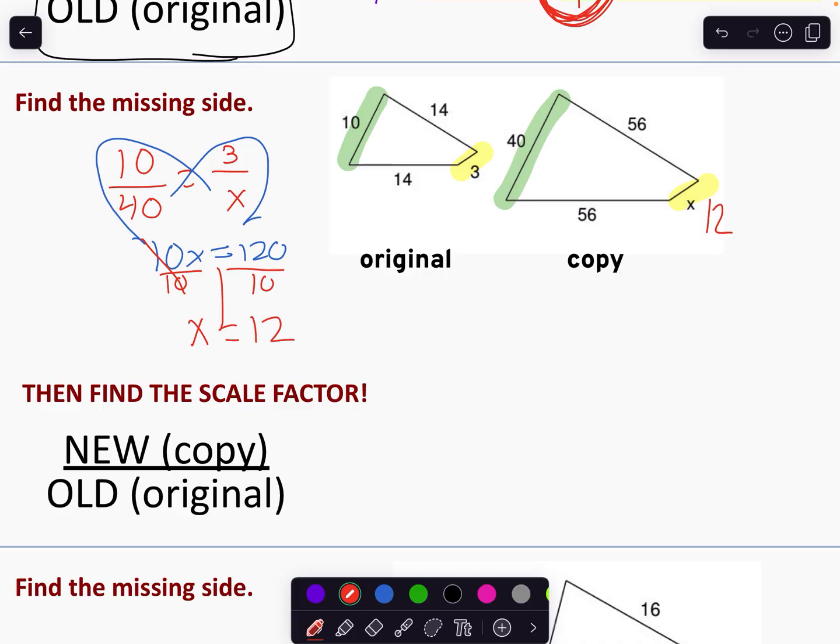Scale factor, new over the original. Let's just use that 12 we just came up with. So we'll say 12 over 3. Those 2 yellow sides, we can match them up. 12 divided by 3 is 4. So this is a scale factor of 4. The copy is 4 times as big as the original. Each of these numbers are 4 times as big as the original thing, right?